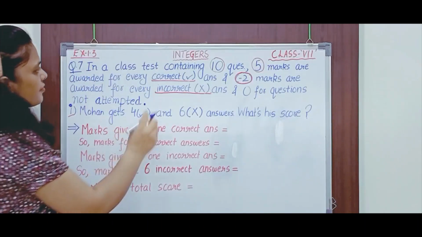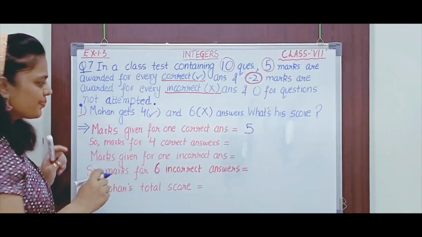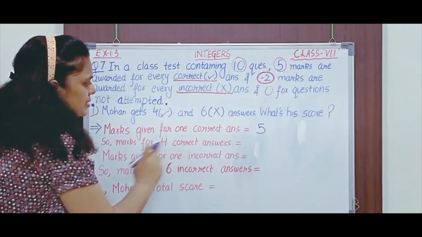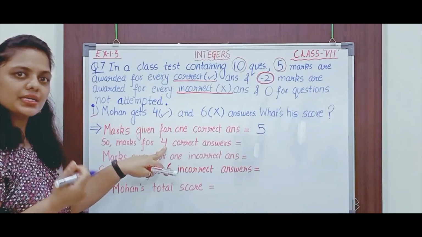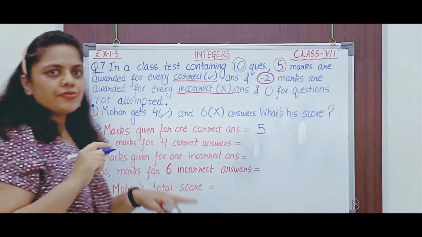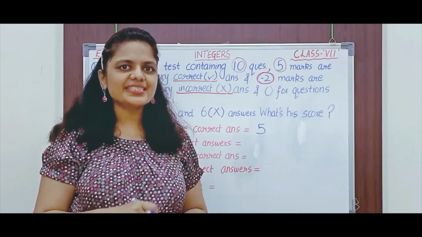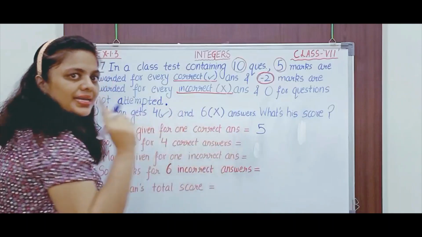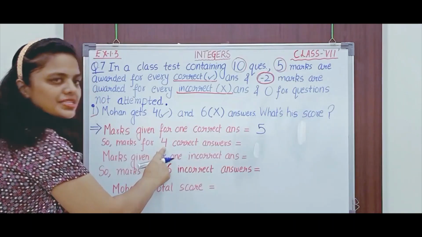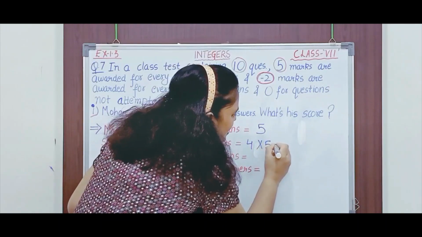Now marks given for one correct answer is 5. It is already being given in the question. So marks for 4 correct answers. Why 4? Because Mohan has got 4 correct answers. So what will be the total score? See, if you say the cost of one chocolate is 10 rupees, then what will be the cost of 4 chocolates? 4 into 10, 40. Similarly, when the marks for one correct answer is 5, what will be the marks for 4 correct answers? Obviously 4 into 5, which is 20.